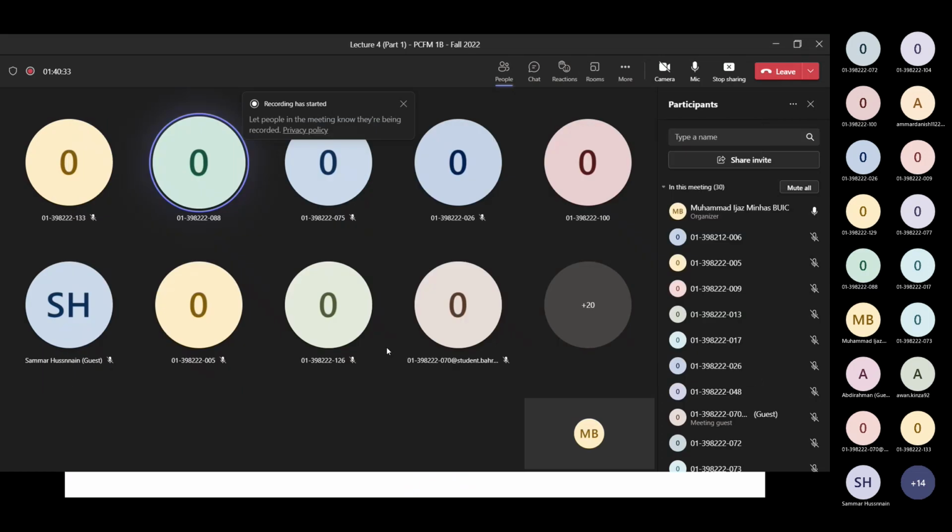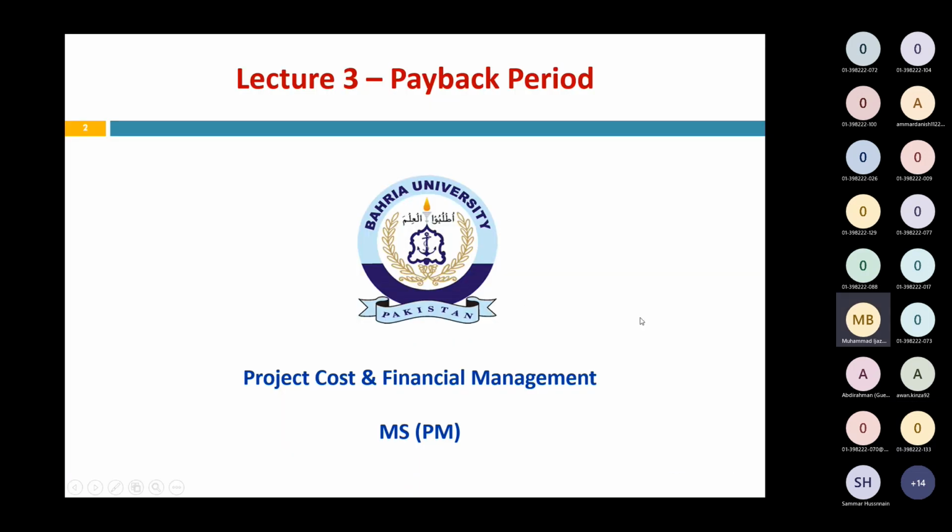So our next topic is the payback period. Now, this is a very simple method and very simple concept. There's nothing big in it. However, there are certain aspects that you need to remember. As far as calculation of payback period is concerned, it's very simple. It's simple subtraction and addition and nothing else, right?